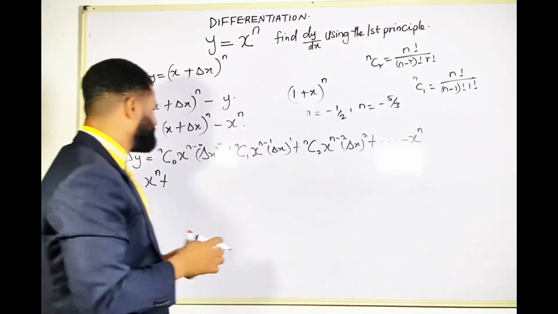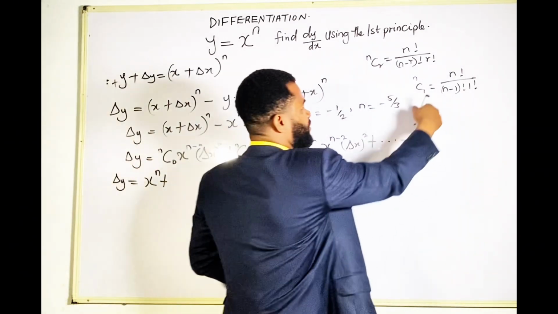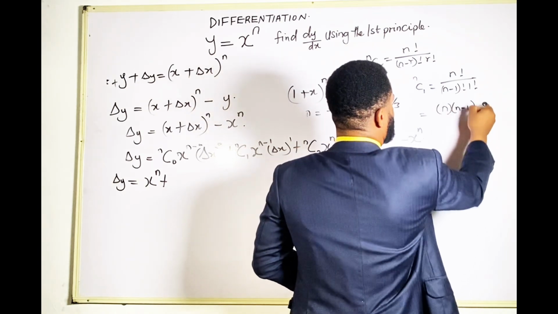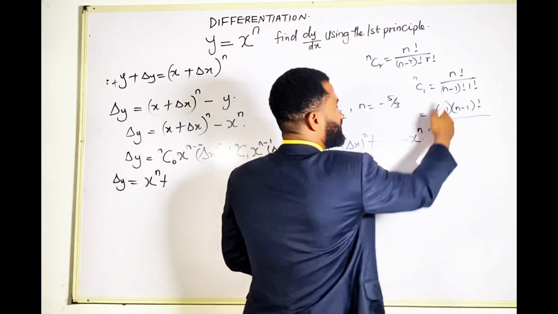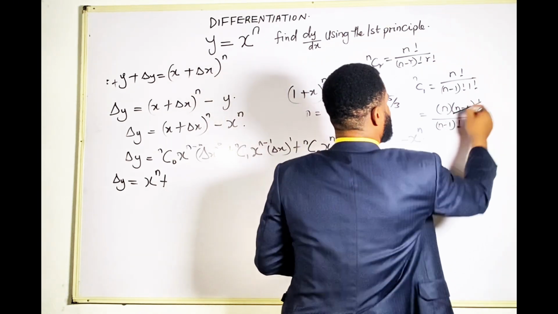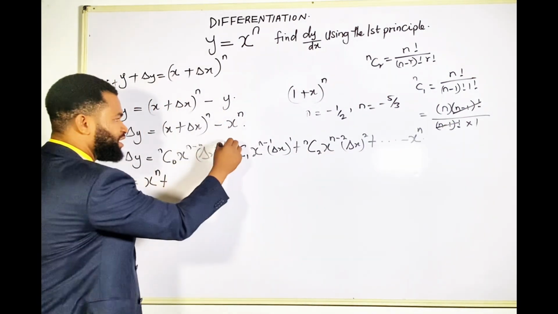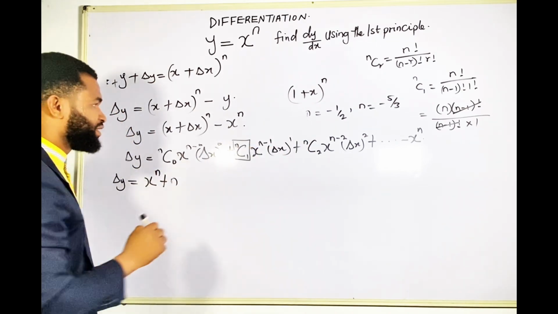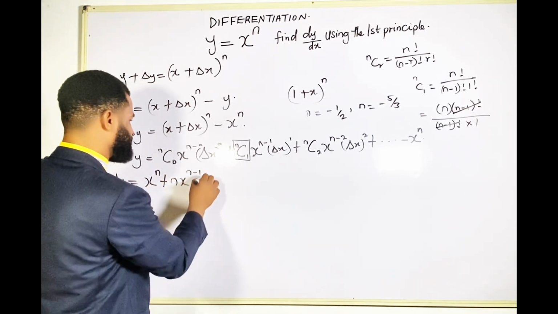So in that case, if I solve this, I'm going to have n multiplied by n minus 1 factorial all over this n minus 1 factorial times 1. So this cancels this. I have only n left. So everything here has been simplified to be n. Do you understand? So this is going to be x raised to power n minus 1 times change in x.